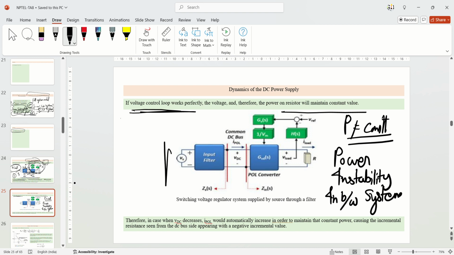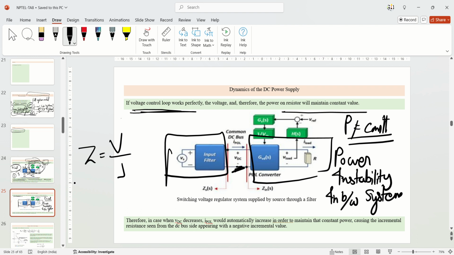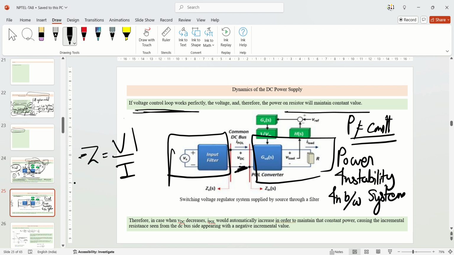One system is there, if you can see from this end. The second system is this. Okay. So in case VDC decreases, it means the current automatically increases. So what I have explained is that it has the negative impedance criterion, because if the voltage is decreasing, the current will increase.